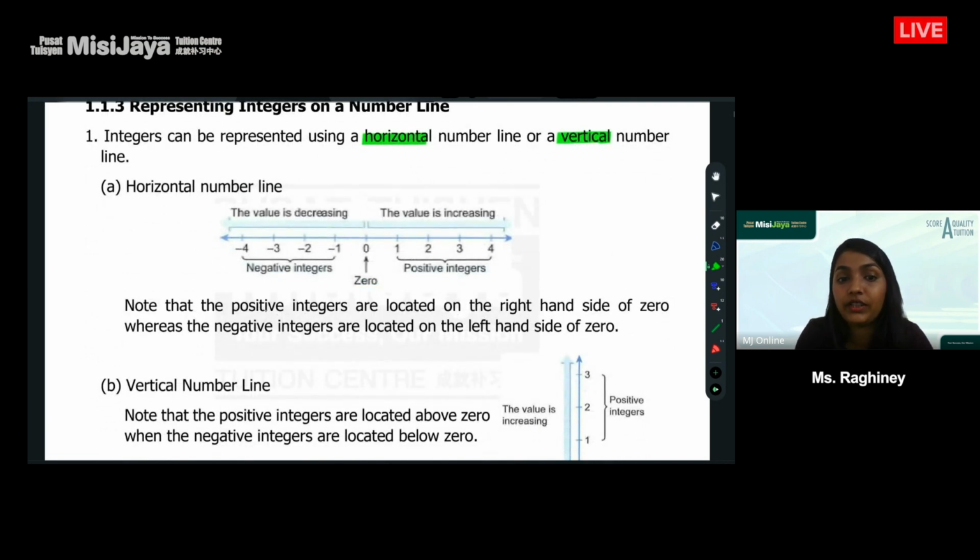Note that positive integers are located on the right hand side. Okay, so we have 0 in the middle, then we have 1, 2, 3, 4. And then negative integers are located on the left hand side. Again, 0 in the middle, followed by negative 1, negative 2, negative 3, and negative 4.